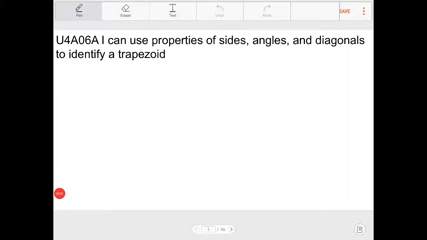Students, this is lesson U4A06a. By the end of the lesson, you should be able to say, I can use properties of sides, angles, and diagonals to identify a trapezoid. So let's take a look. So what exactly is a trapezoid?